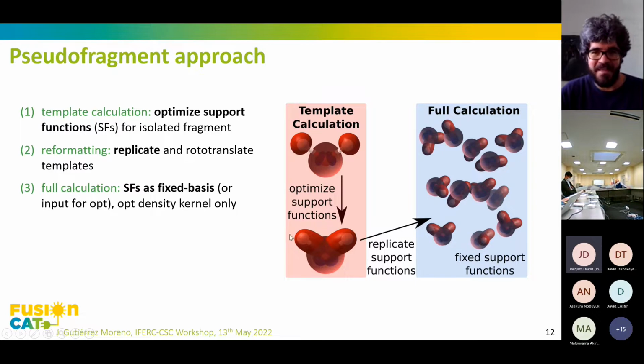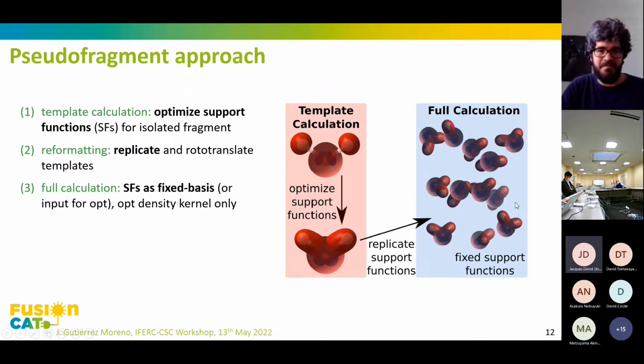So when we get this template, which is the template for a fragment, it has properties that allow the replication and translation of the model. So in this case, you can take one single water molecule and replicate it in space, you can rotate it, and you can simulate a group of water molecules.